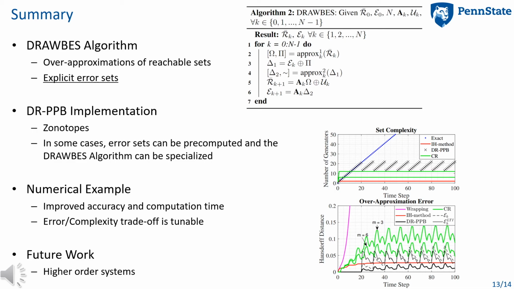A numerical example demonstrated improved accuracy and computation time when compared to existing methods, and showed that the error complexity trade-off can be tuned. This tunability, as well as the explicit error sets, provide a user with tools important for reachability analysis and verification problems.